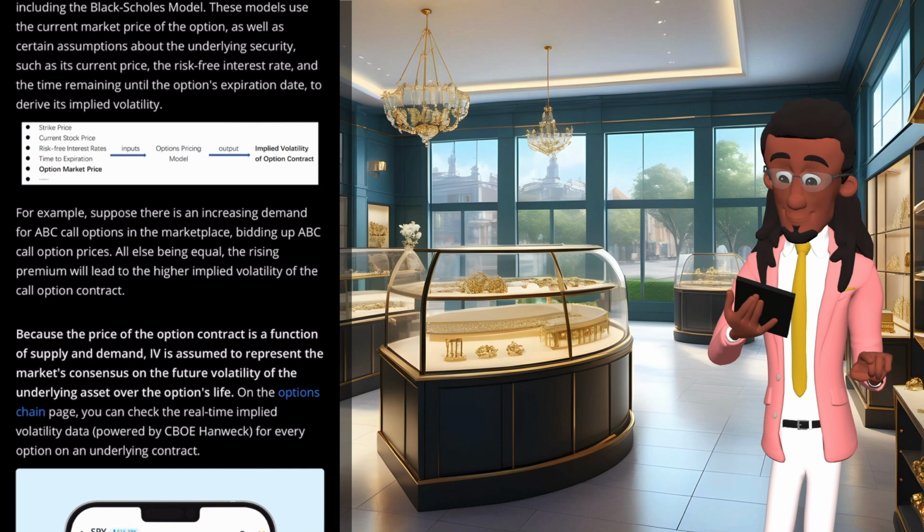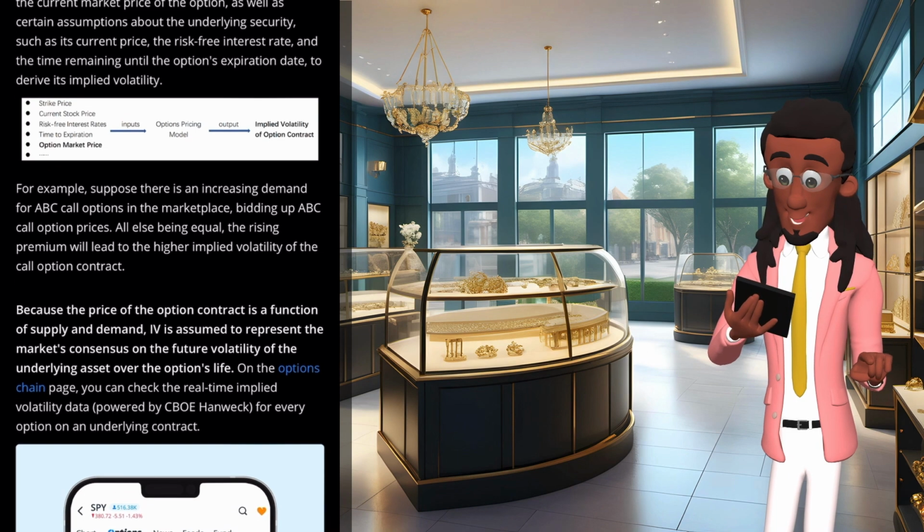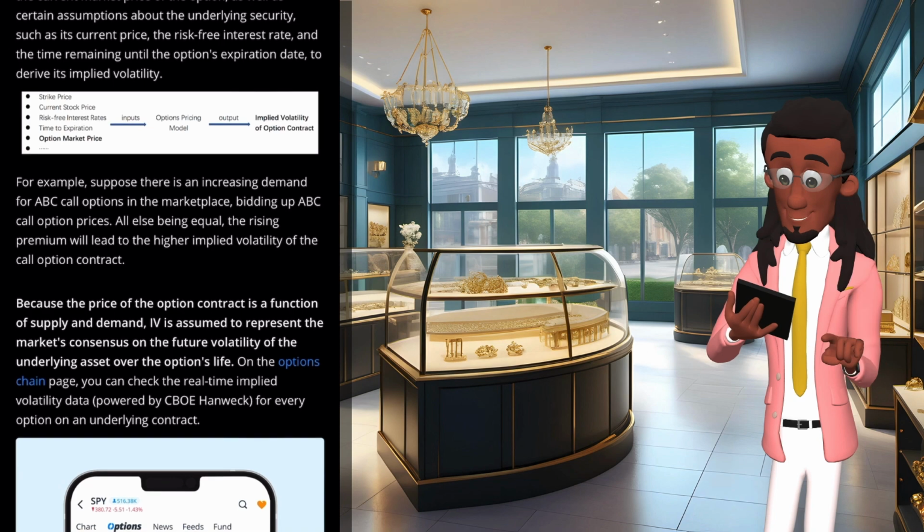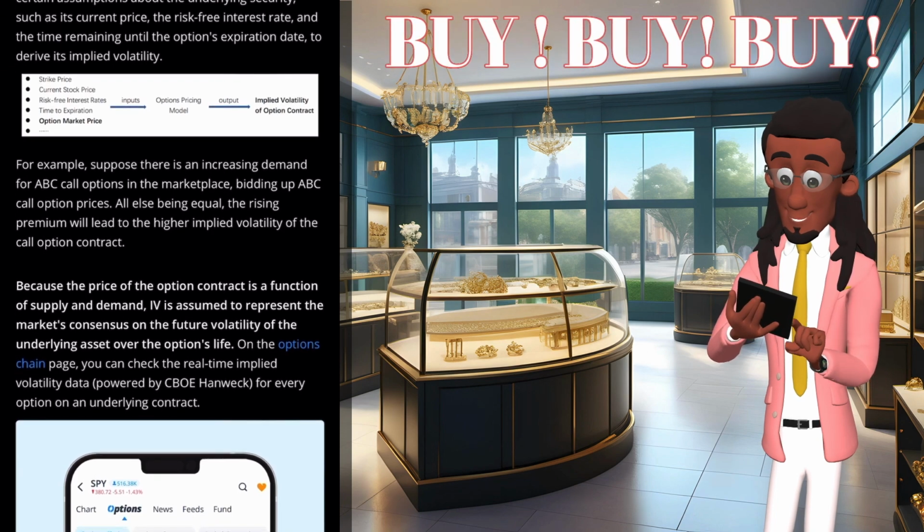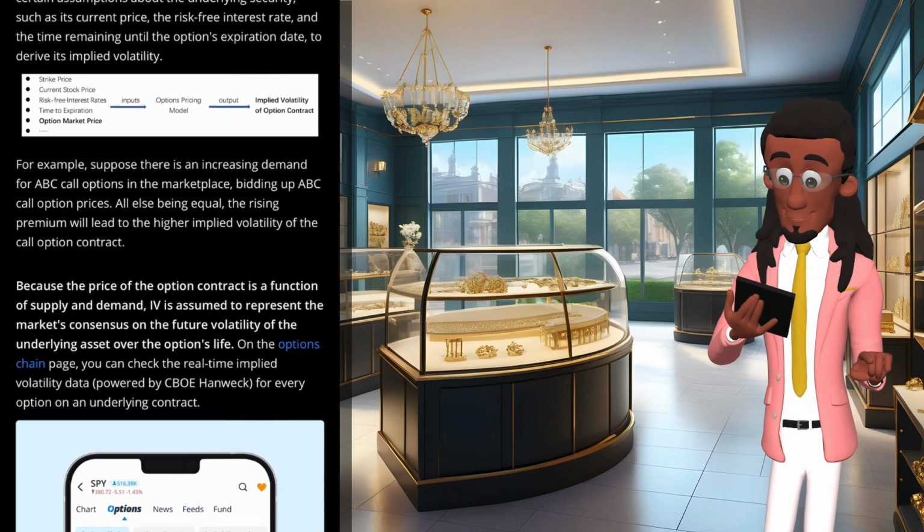All else being equal, the rising premium will lead to the higher implied volatility. So as people start to buy this Apple call option, the premium, the cost of this option, is going to increase. That's why they call it demand.